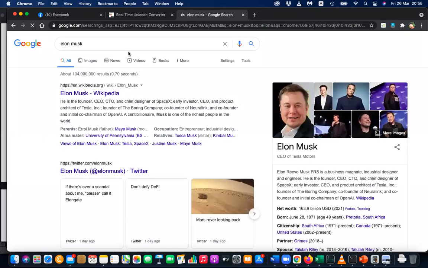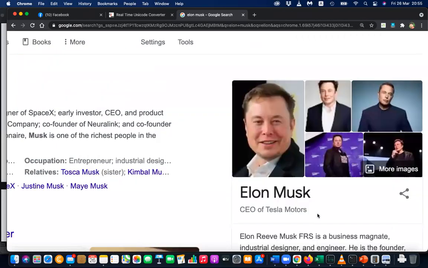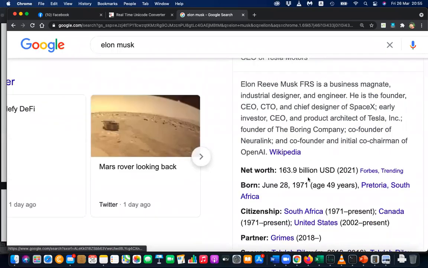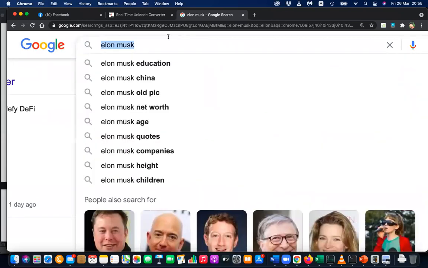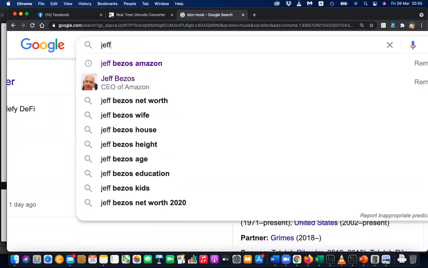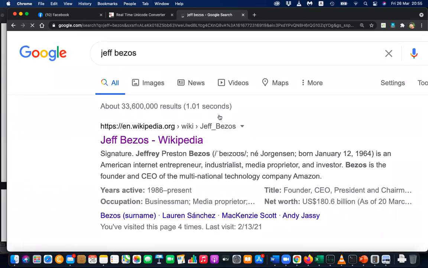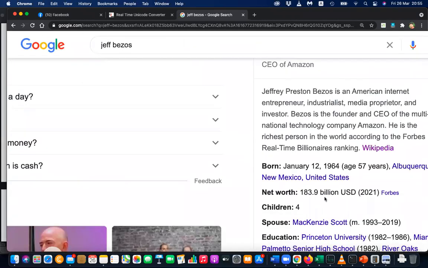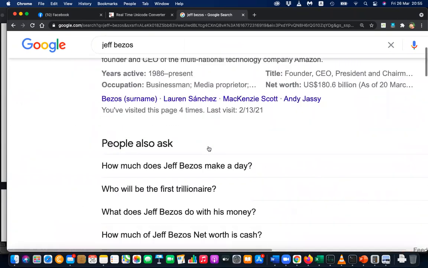He's CEO of Tesla. He's having 163.9 billion by 2021. So Jeff, he's having 183 billion. So who's the topmost now? Jeff Bezos. Jeff Bezos is the topmost, right?